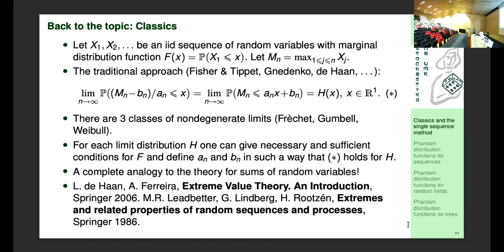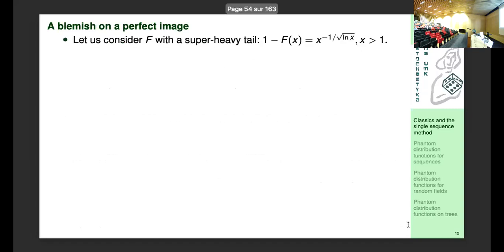So we have a classic theory, nothing to be done. But on this perfect image, there is a blemish. Consider such a distribution function with a tail of this type. You can check there is a convergence to zero. It's a continuous distribution function.